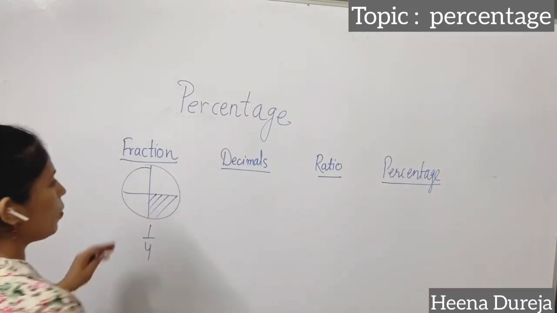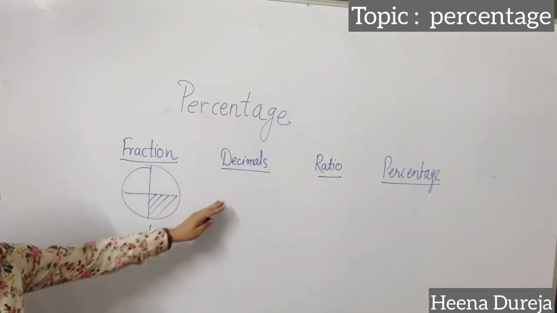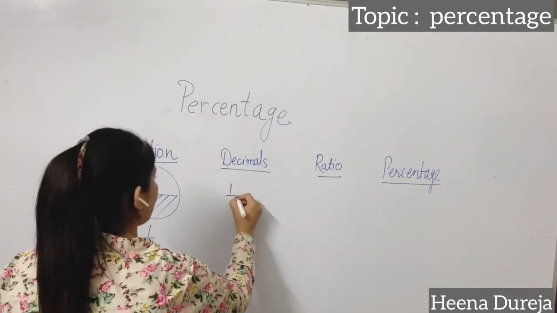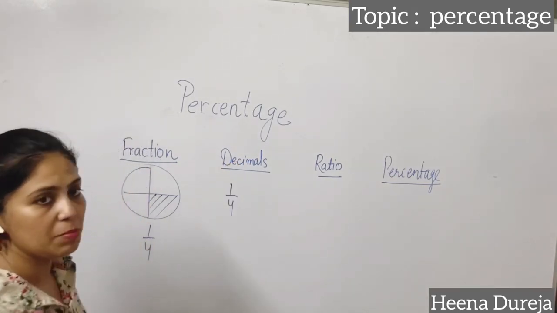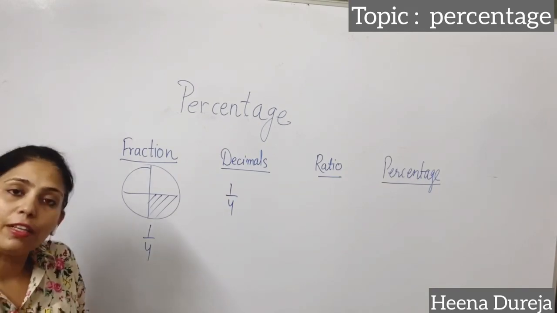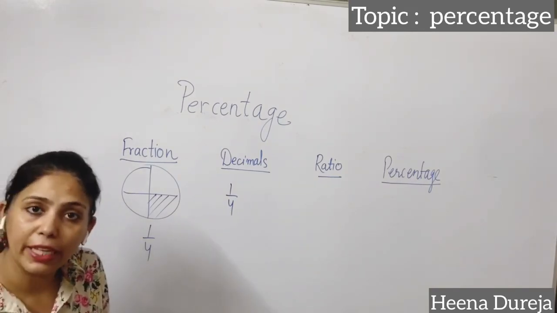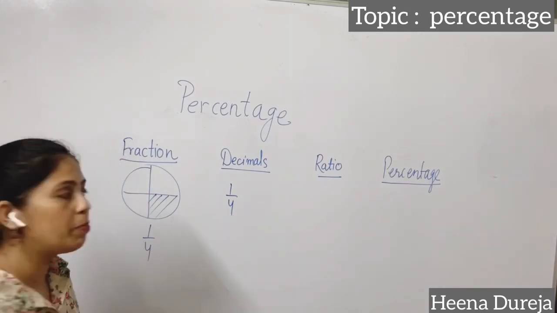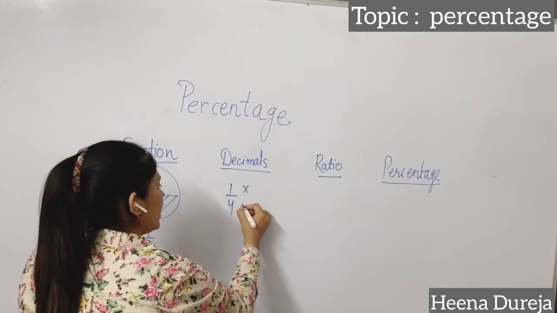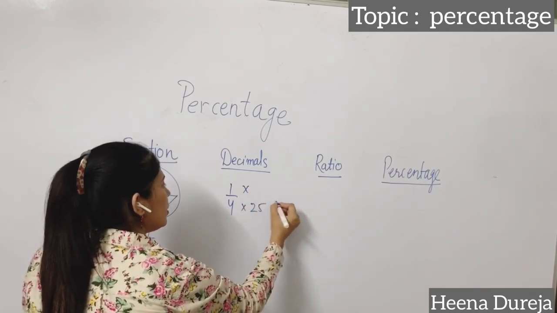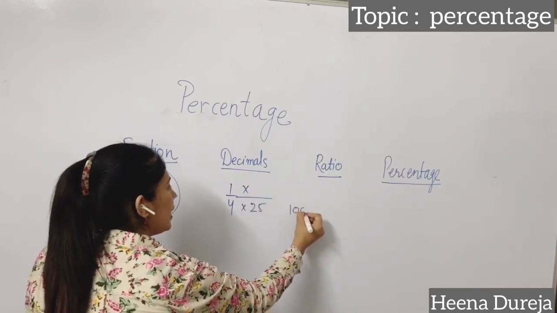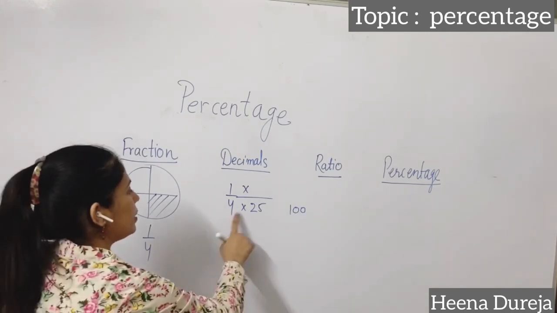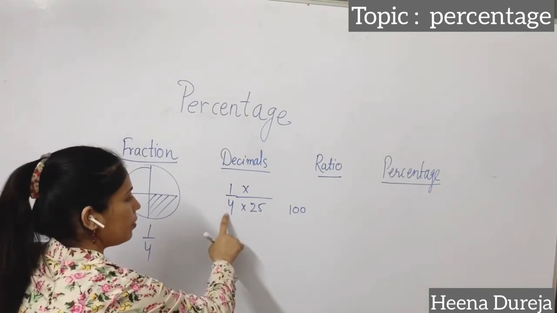Decimals. Now, if we want to represent the same fraction as a decimal, how will you do that? We have learned that to represent anything as a decimal, we should have the denominator in the form of 10, 100, and so on. So how do we convert it into 100? 4 multiplied by 25 can be converted into 100. So we have converted the denominator by multiplying 4 by 25.